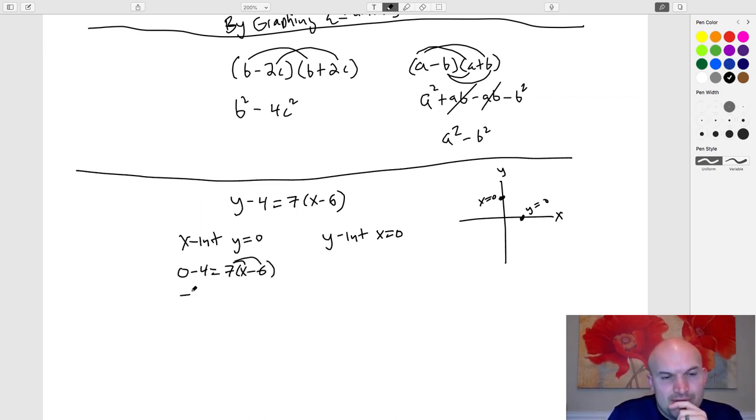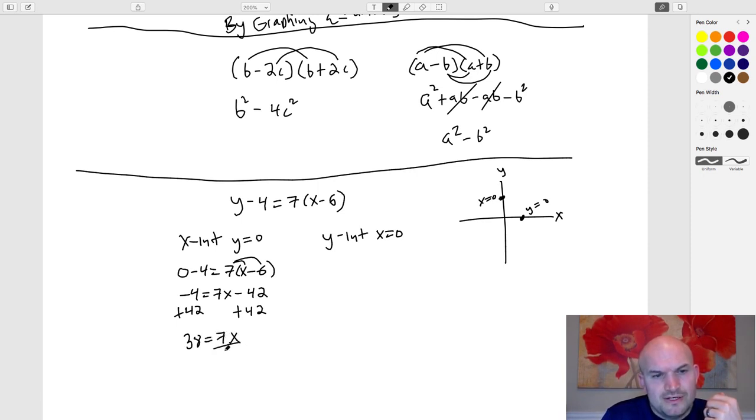So I apply the distributive property here. So I get negative 4 equals 7x minus 42. And then let's add the 42 over to the other side. And therefore, that's going to be 38. And then just divide by 7. So x is equal to 38 over 7.